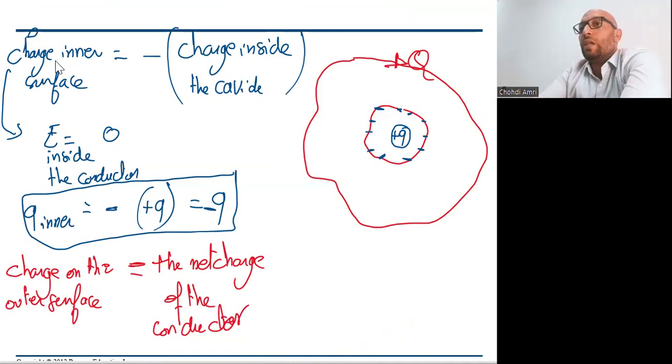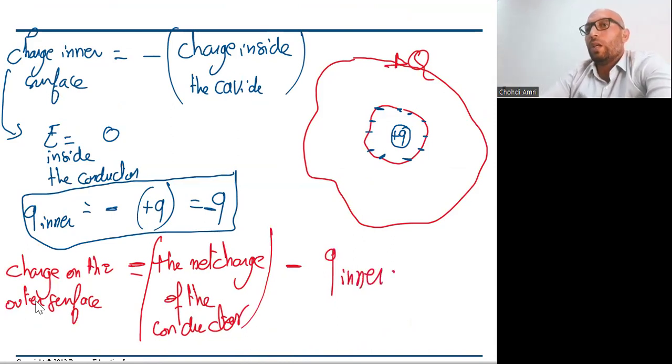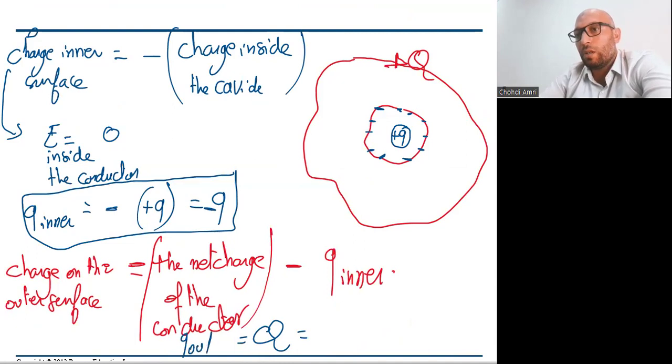We said here that there is a charge induced on the inner surface, so we will only subtract the charge induced, Q inner. In our case, what is the net charge of the conductor? It's Q. So Q outer would be Q minus Q inner. And how much is Q inner? We said it's minus q. So it will be Q plus q.